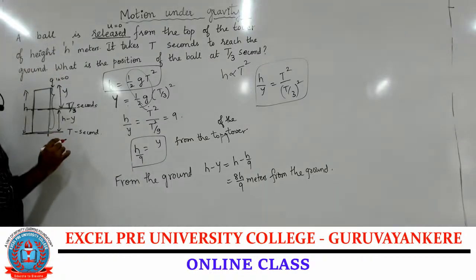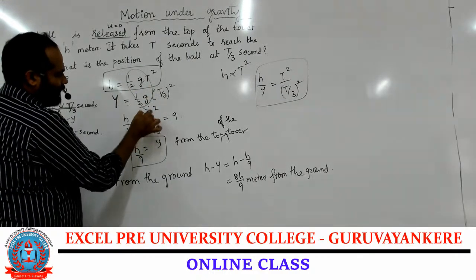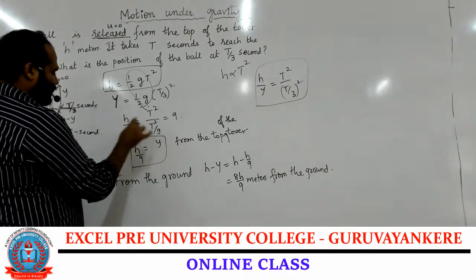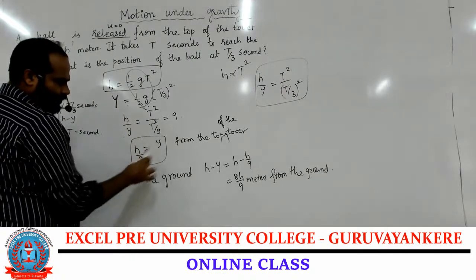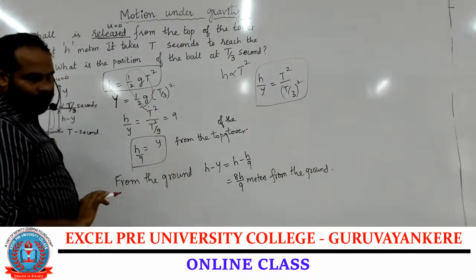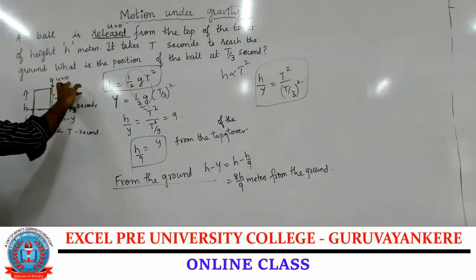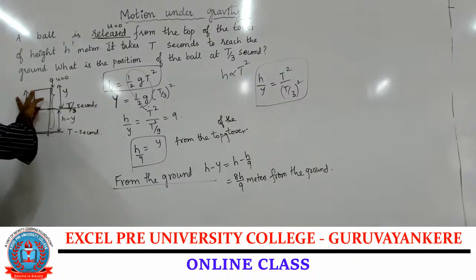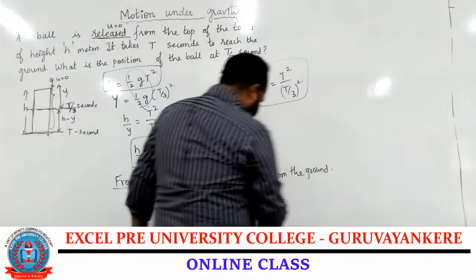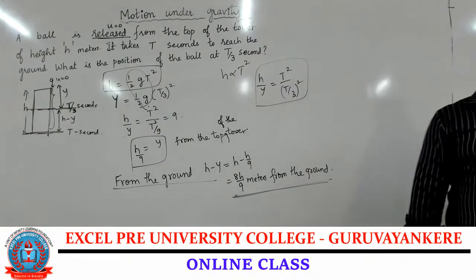Now listen. Then I take the ratio, half g cancels, t square by 9 remains, 9 comes out, t square cancels. Then as I take 9 to this side, h by 9 is equal to y, that is from the top of the tower. From the ground, its displacement should be whatever the remainder. This is h, no? So if this is y, then this must be h minus y. So the height should be 8h by 9 meters from ground. Understood?